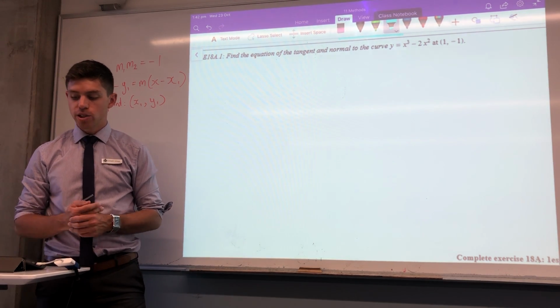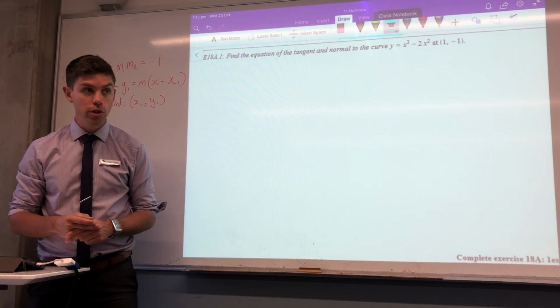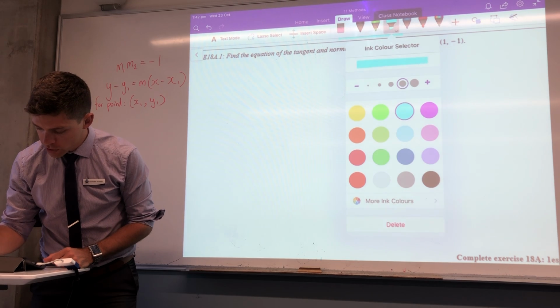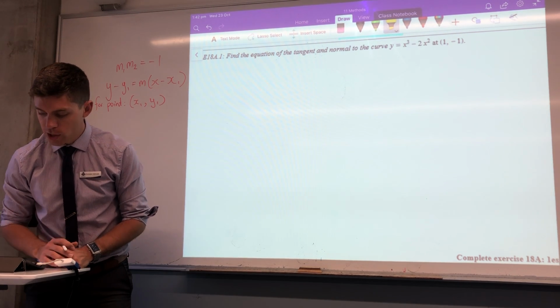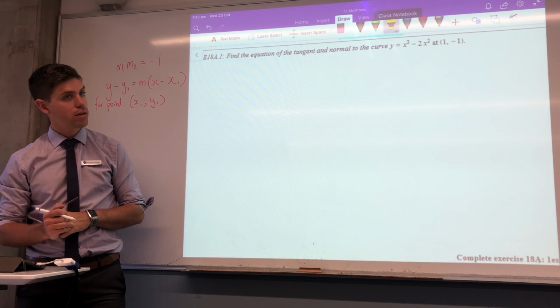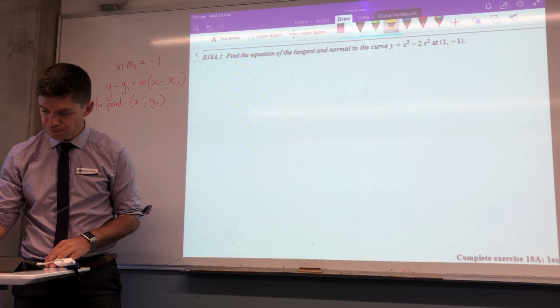Find the equation of the tangent and the normal, so the full equation, not just the gradient, to the curve y equals x cubed minus 2x squared at point (1, -1).